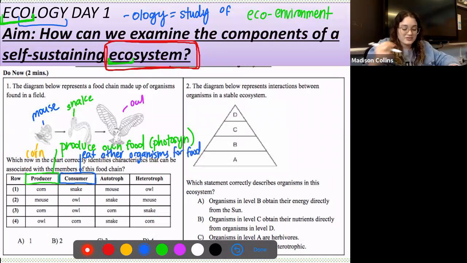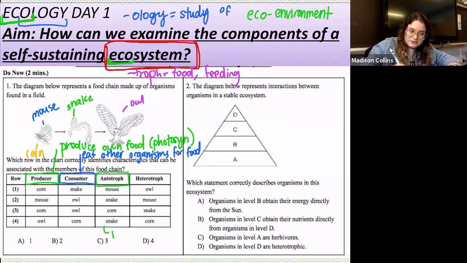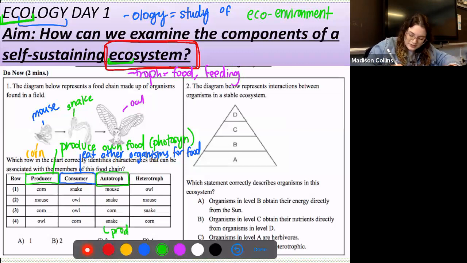Eat other organisms for food. So they cannot photosynthesize. Now, this word autotroph, anytime you see the word troph, we're talking about food or feeding. So if we stick the word auto in front of it, that means that food or that feeding happens automatically. It happens on its own. In fact, you might say that these organisms can produce their own food. Maybe through a certain process called photosynthesis?